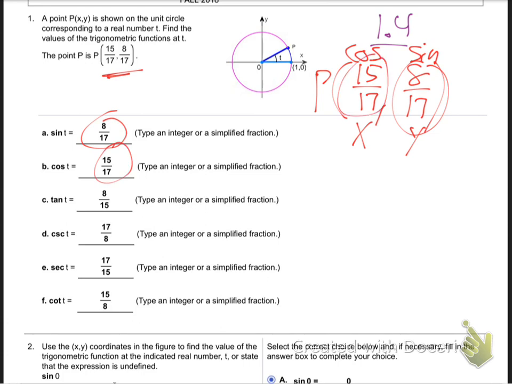Now, how do you get tangent, though? I want to remind you of SOHCAHTOA. We're not using SOHCAHTOA right now, but for SOHCAHTOA, it's opposite over adjacent. What is it in terms of sine and cosine? Do you remember that it's sine over cosine? Have I said that? Okay, good.